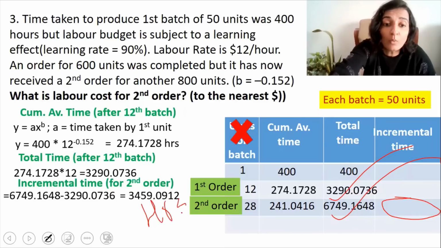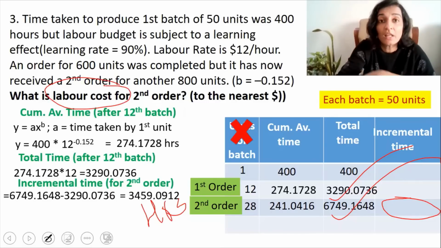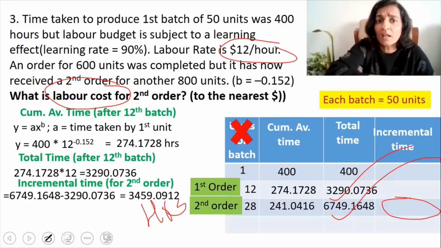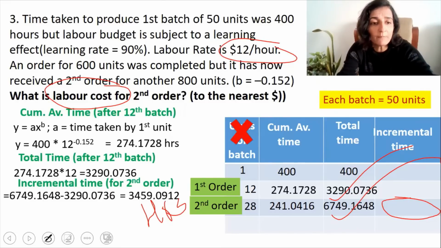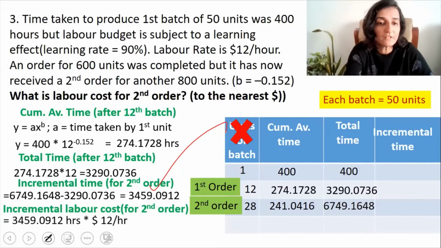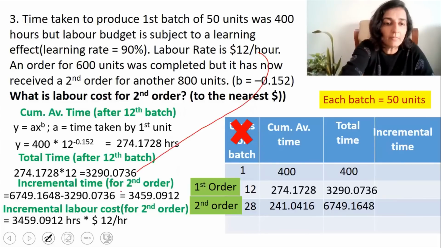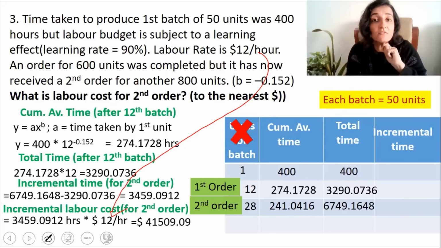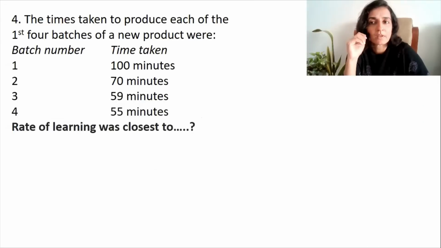What do we need? We want the incremental labor cost. We don't need the incremental time. So how do we find out the incremental labor costs for the second order? Simple, just multiply it with the labor rate of $12 per hour. So incremental labor cost for the second order is 3459.0912 hours multiplied by $12 per hour. So we get the incremental labor cost for the second order as $41,509.09.